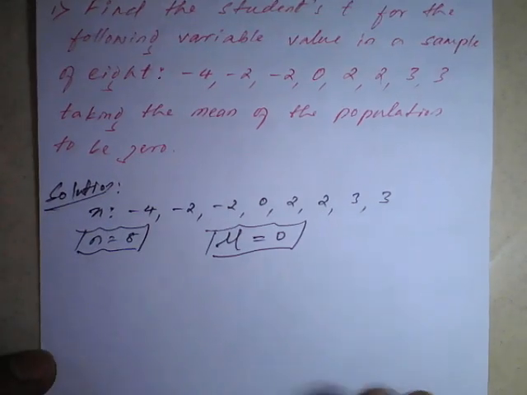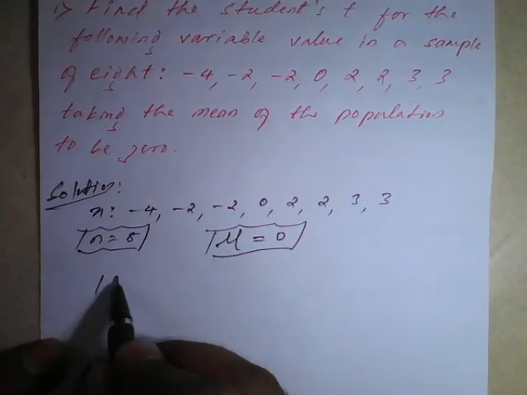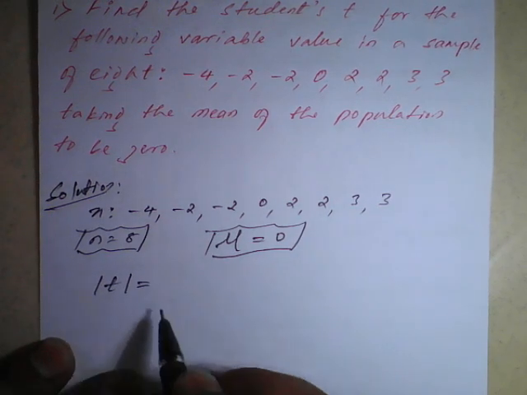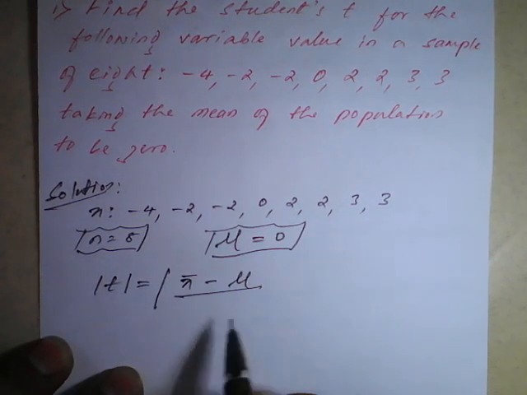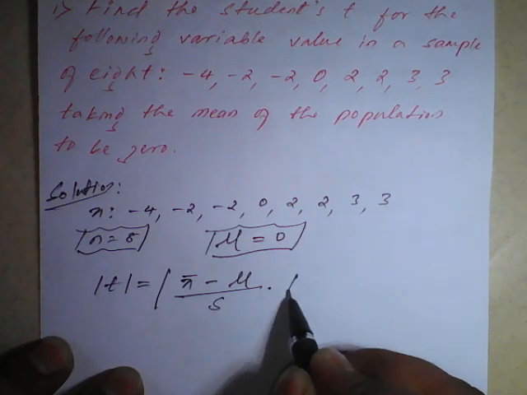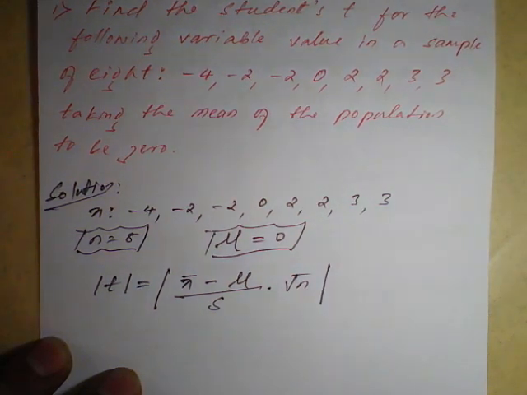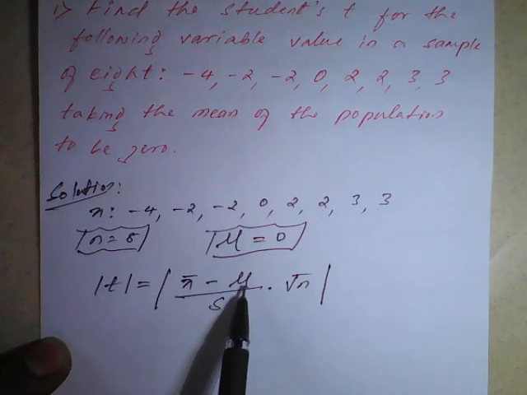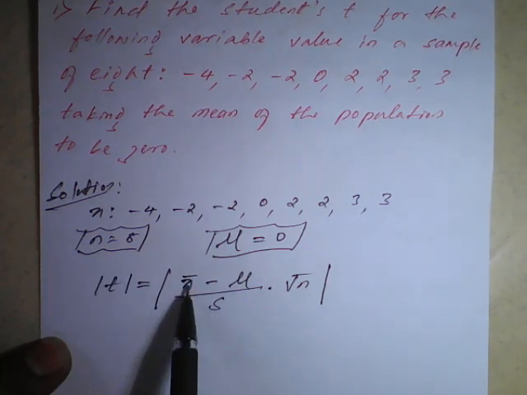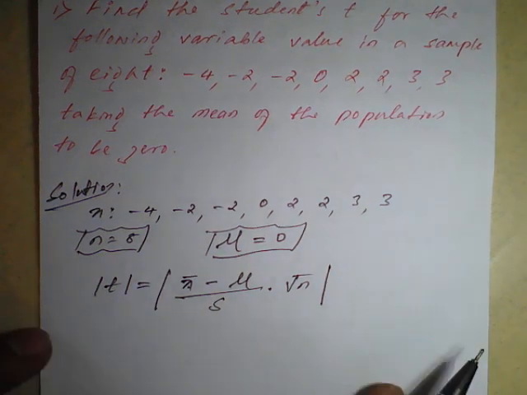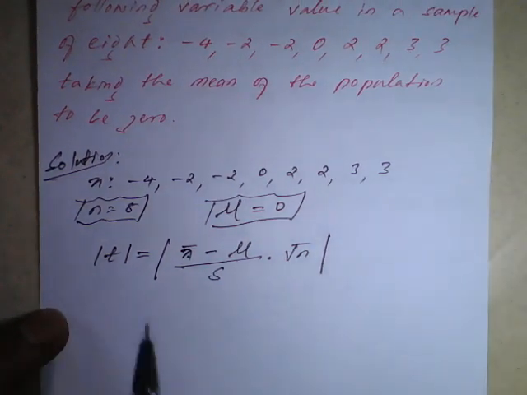So I will write the formula for t distribution. Mod of t is equal to mod of x bar minus mu divided by s into root of n. So this is the formula. I know we got the value of mu is equal to 0, n is 8. So now we need to find x bar and s value. So what is x bar? We'll see now.